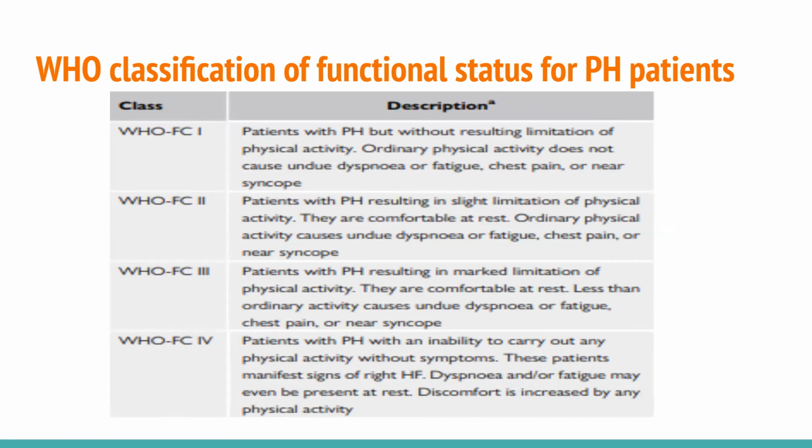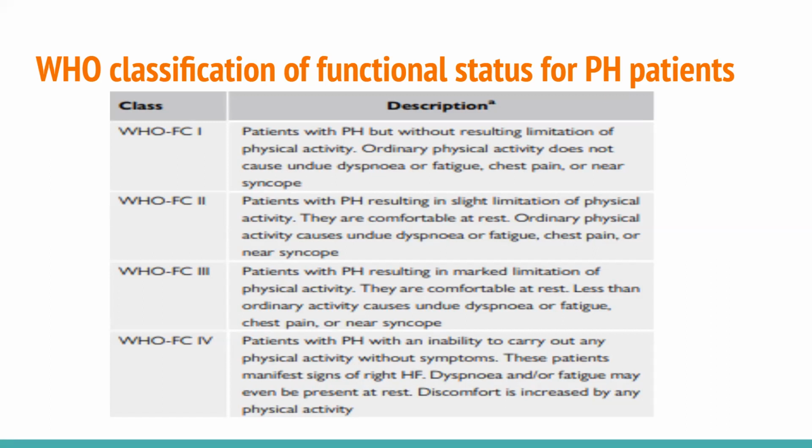So class 1 is patients with pulmonary hypertension but without resulting limitation of physical activity. Ordinary physical activity does not cause any dyspnea, fatigue, chest pain, or near syncope. Class 2 are patients with pulmonary hypertension resulting in slight limitation of physical activity. They are comfortable at rest. Ordinary activity will cause undue dyspnea or fatigue, chest pain, or near syncope.